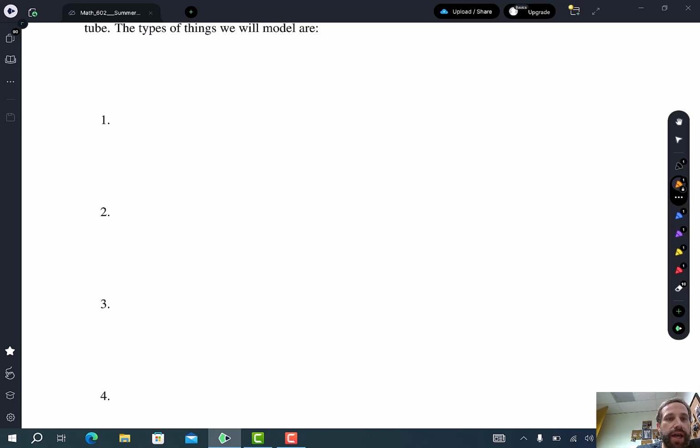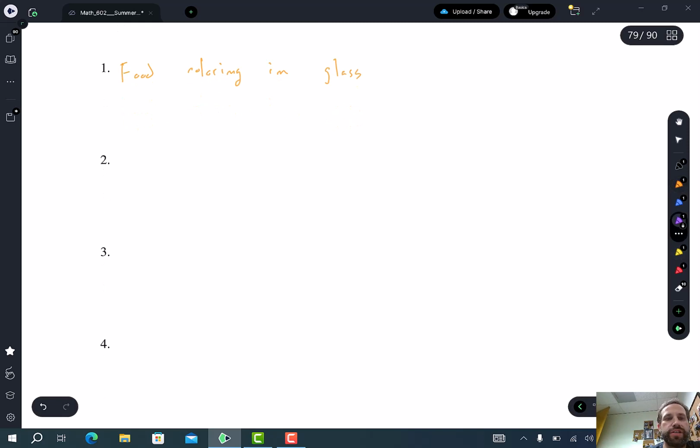So this could be food coloring in a glass. Of course, that's not one-dimensional, that's two-dimensional, but same idea. Two, this could be heat in a rod. That's a popular choice.